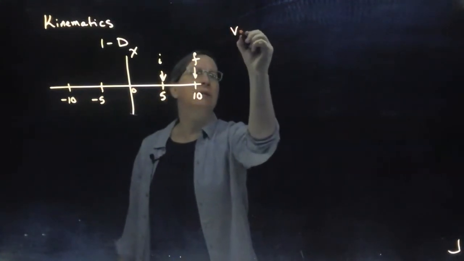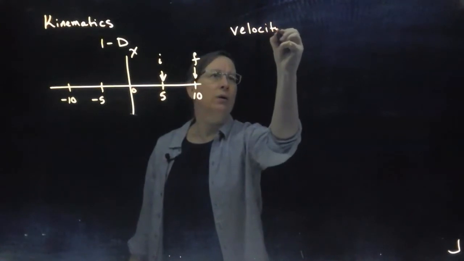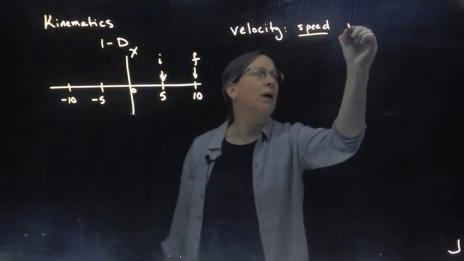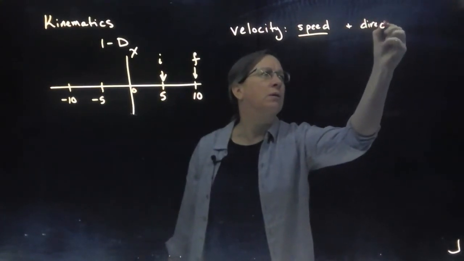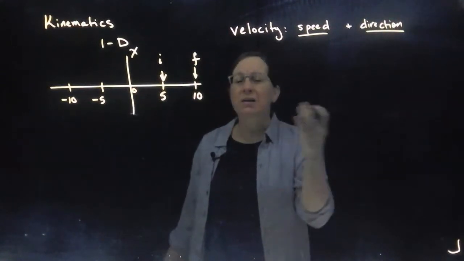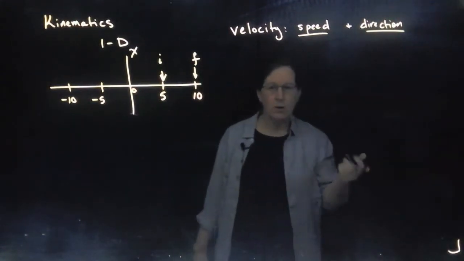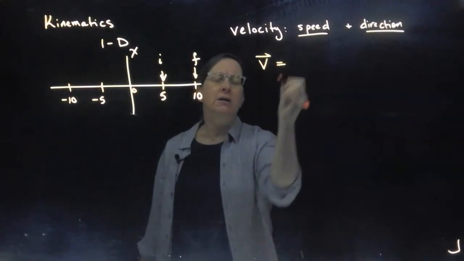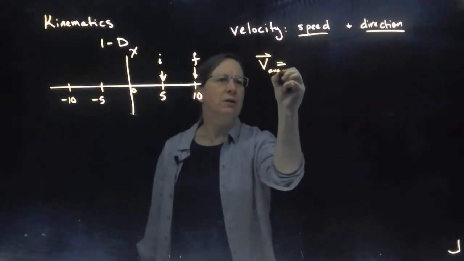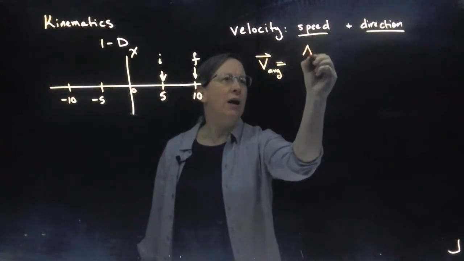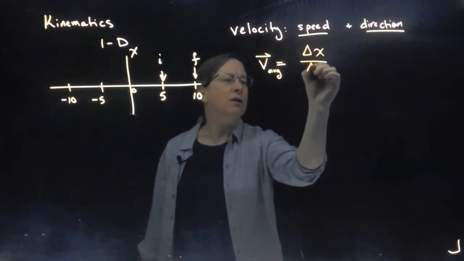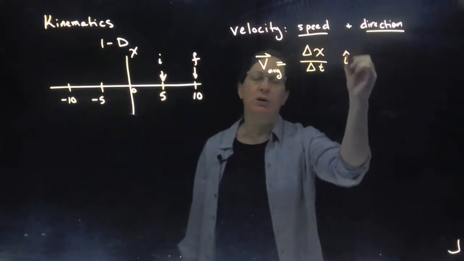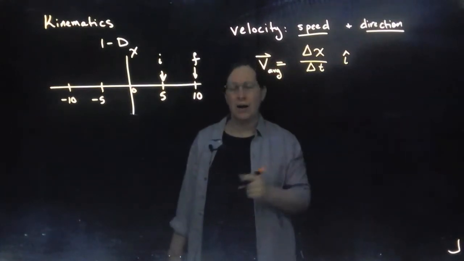So we have velocity, which tells us how fast things go. It is a speed, how fast something's going, and a direction. So that means velocity is a vector, okay? So our velocity in this case, in a one-dimensional case, our vector velocity, at least our average velocity, is going to be our change in x, that's delta x over delta t, how far it goes over how much time, in the direction of the positive or negative i hat direction.